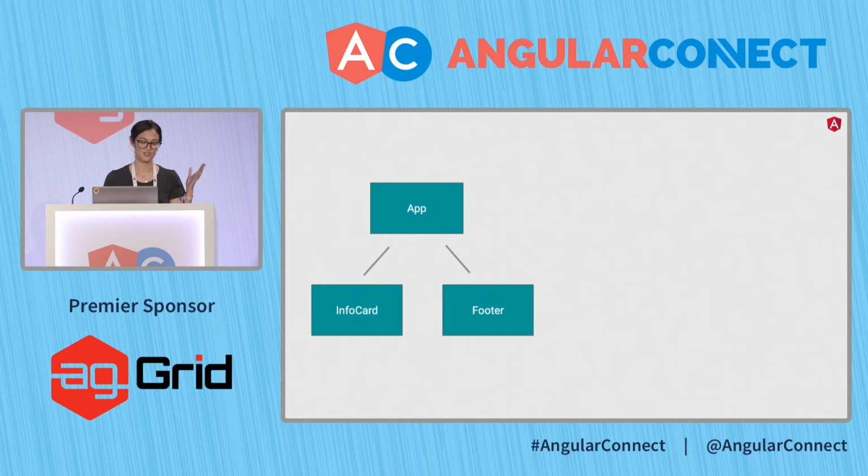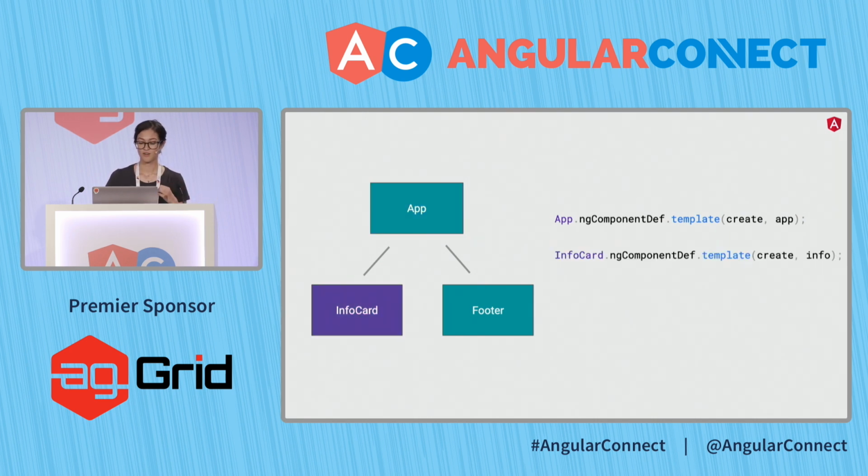So if you imagine this as your component tree for our application, we have the app, the info card, and the footer. We can invoke the template function in creation mode to create the app component. Then we can invoke the template function for the info card to create the info card component, and then do the same for the footer. So really, if we want to create the DOM for an entire application, all we have to do is call all of these template functions in our component tree.